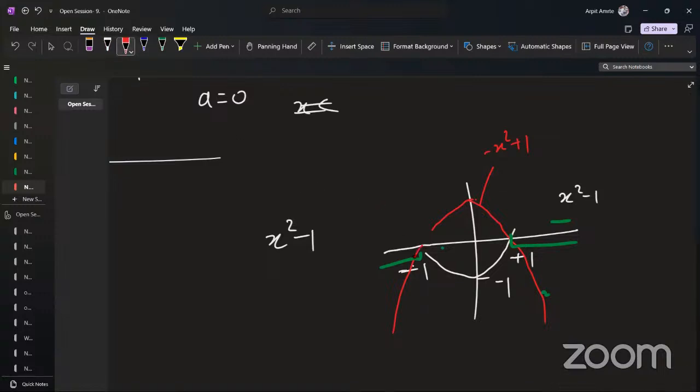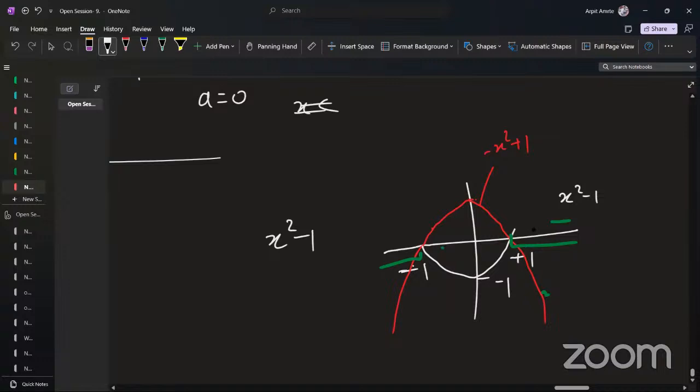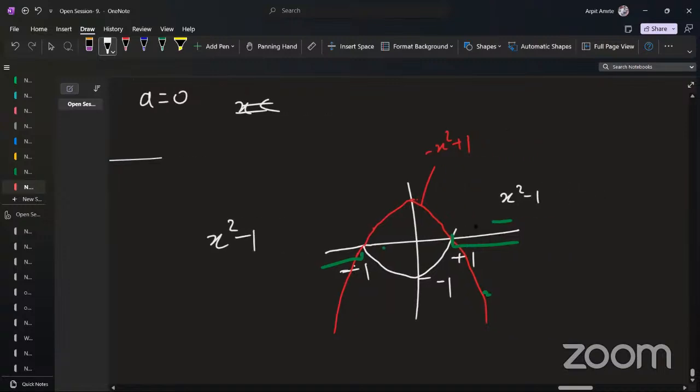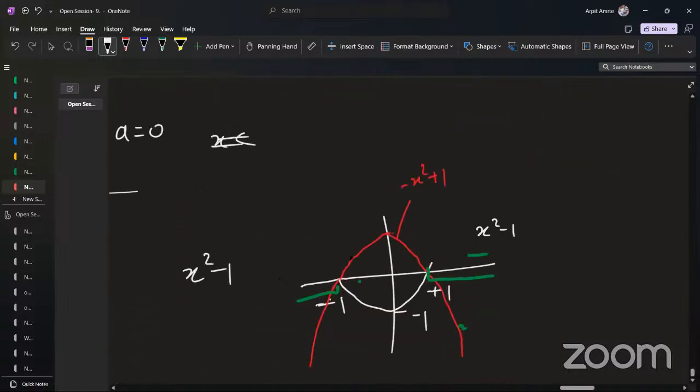So what it will be? This will be mapped like this. So I have erased for this. Now in this region, in this -1 to 1 region, I need this white one. So I have to erase this red one in this region. In this region, I have to erase this red one. So let's erase this red one.